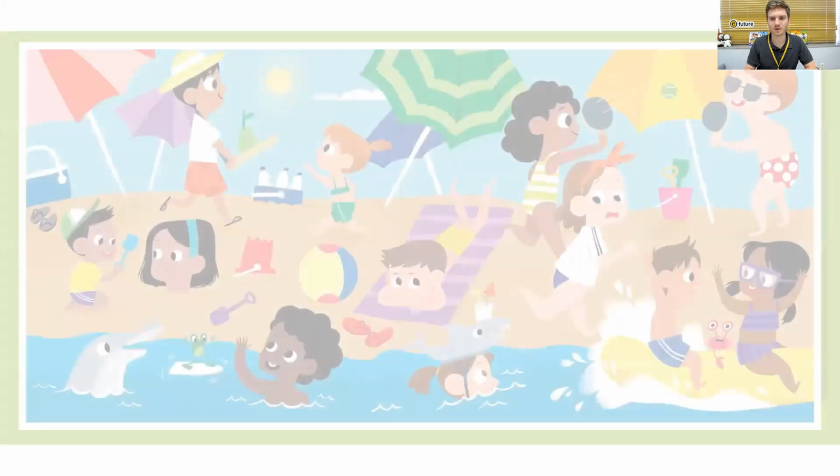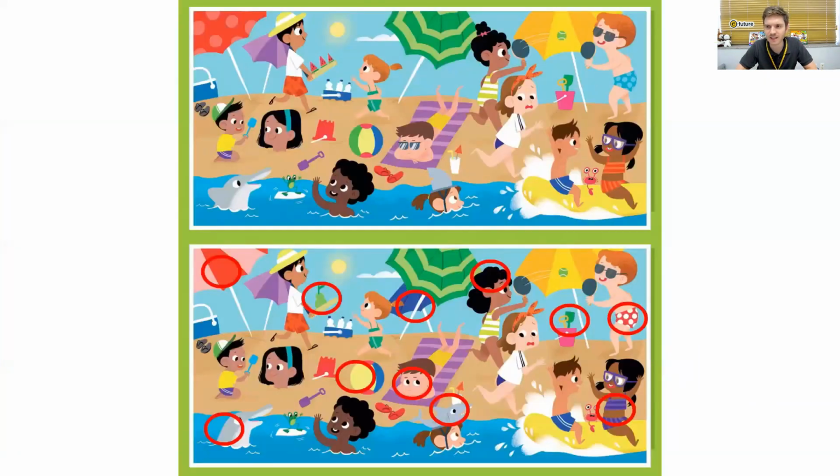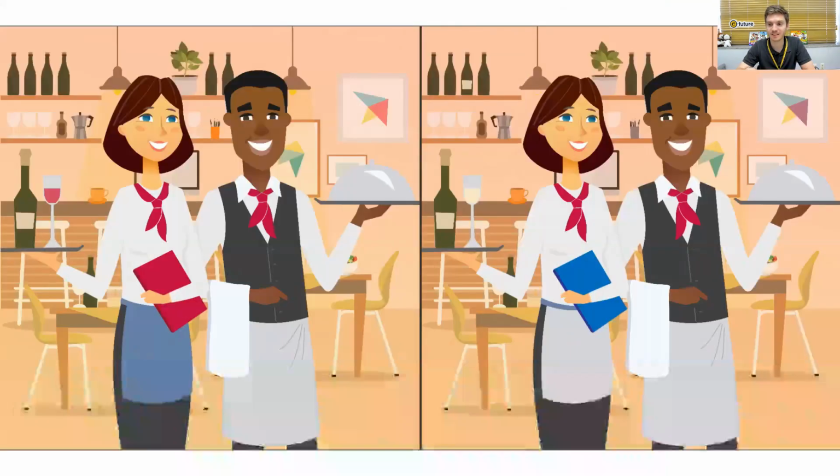Okay, I think you got most of them. So here are the answers. So I found 11 differences. Did anyone find more, or did anyone find anything else? Yes, the shark fin. Boy's bathing suit. Girl's bathing suit. Okay, I think we got them all. Anyways, that's just a fun little game of spot the differences.